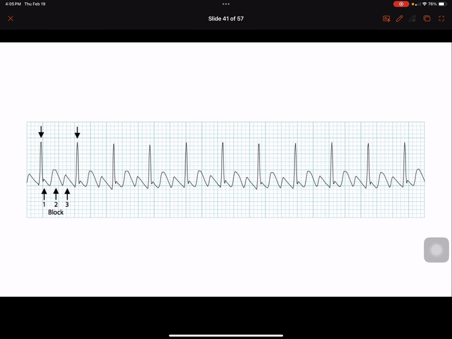If it's a 1-to-1 conduction, you'll have basically 1 flutter wave for each QRS with a very, very fast ventricular rate. It's important to count the ventricular rate in A flutter, because if they have a 4-to-1 AV block with the flutter wave to the ventricular beat, you could have what looks like a fast atrial rate but a very slow ventricular rate. They can actually end up with low blood pressure and things like that from the slow ventricular rate.